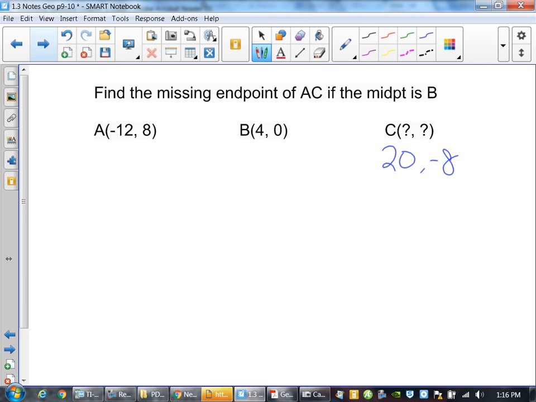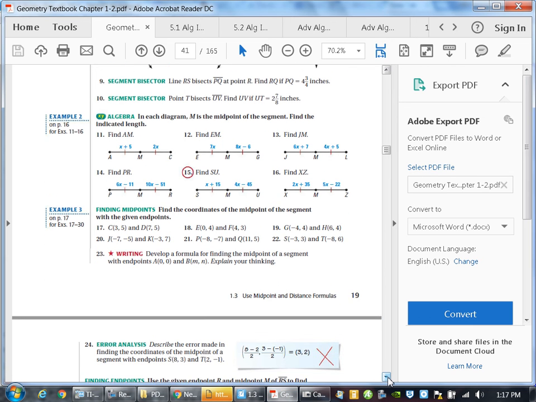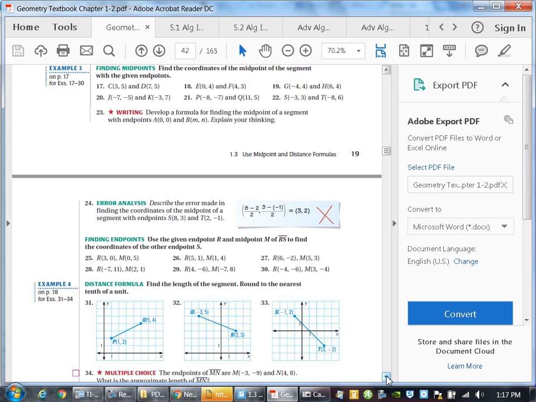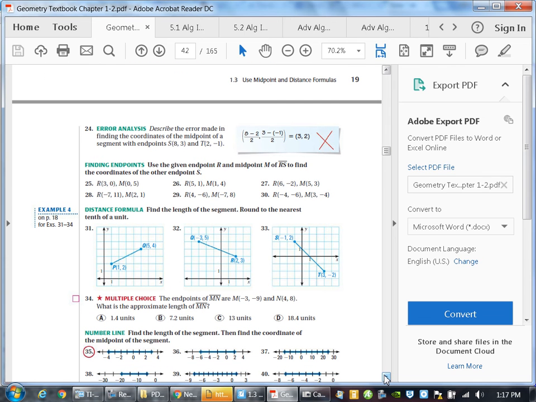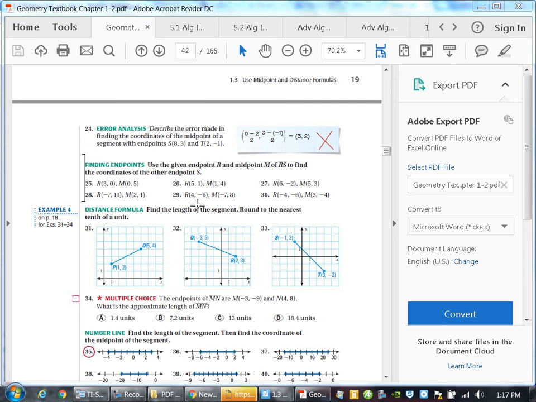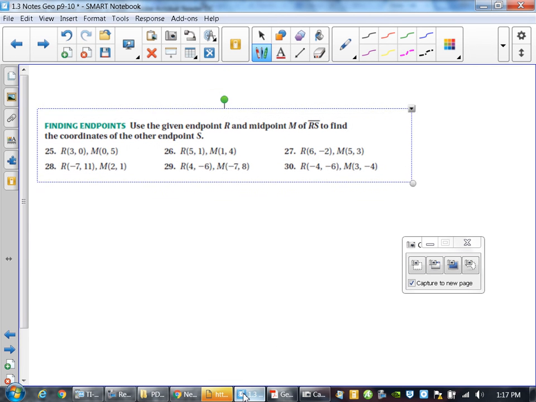What I want you to do tonight is the very next page over. It's on page 20. It's the same section. And I have 6 of them for you. I'll put them up on the board so you can take a picture. You can probably get them done before you get out of here. It's numbers 25 through 30. So it's the same section.